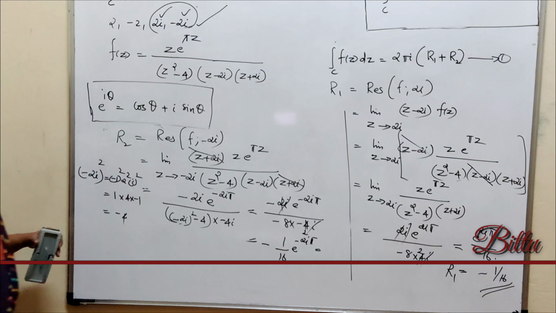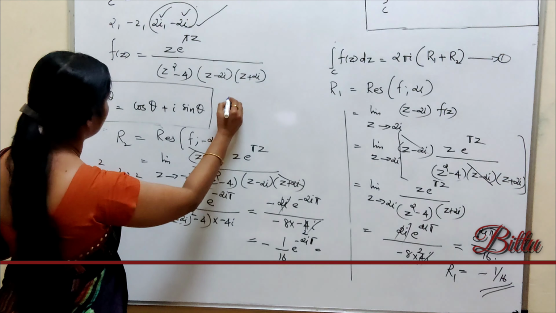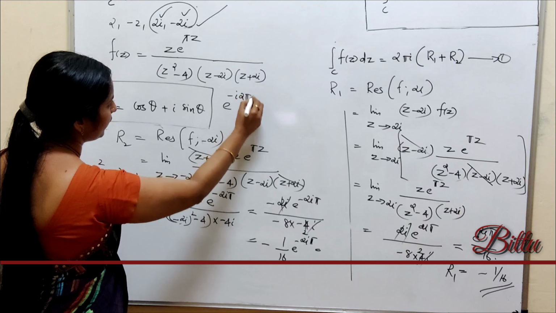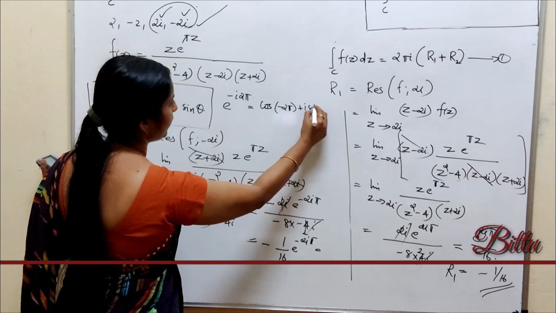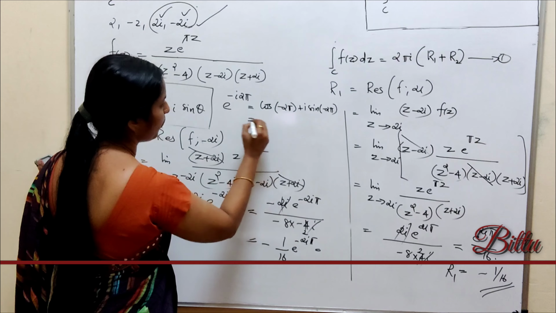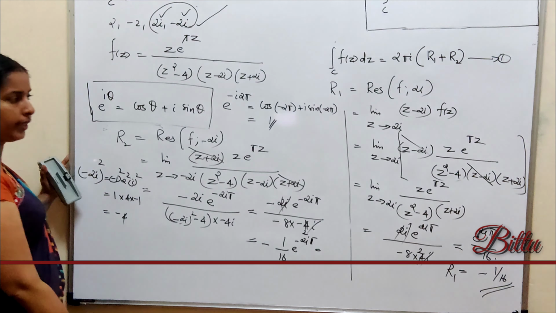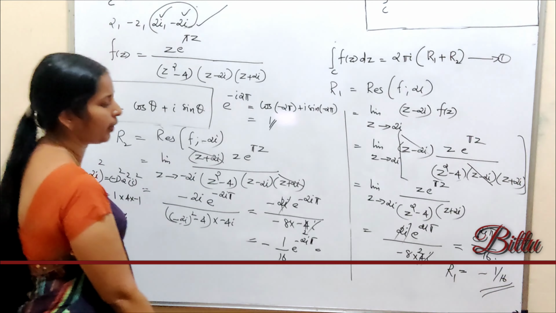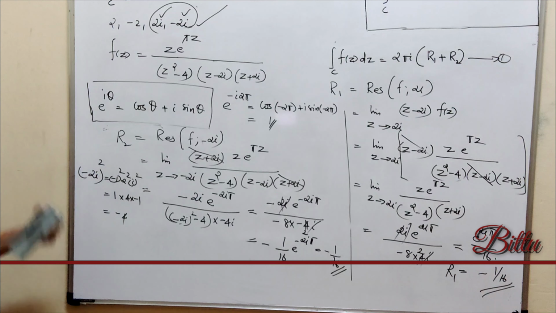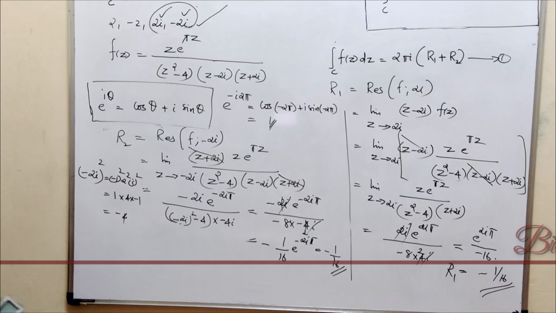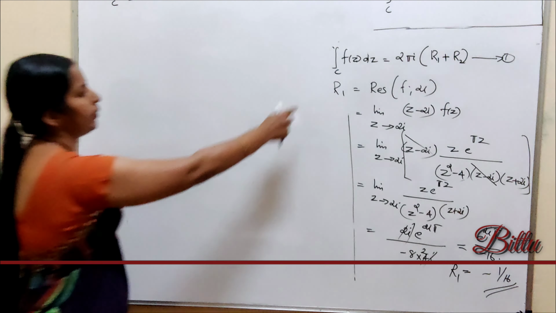And what is e raised to minus 2i pi? So here it is e raised to minus i 2 pi. Theta is minus 2 pi, that is cos minus 2 pi plus i sin minus 2 pi. Cos minus theta is cos theta, so it is 1 itself. And then sin minus 2 pi is minus sin 2 pi. Sin 2 pi is 0, so that imaginary part will be 0, it is 1. So it is minus 1 by 16. That is our R2. Now we have both R1 and R2, each minus 1 by 16.